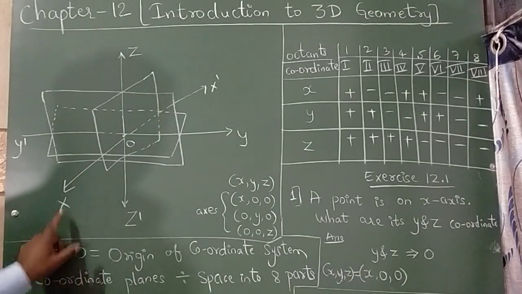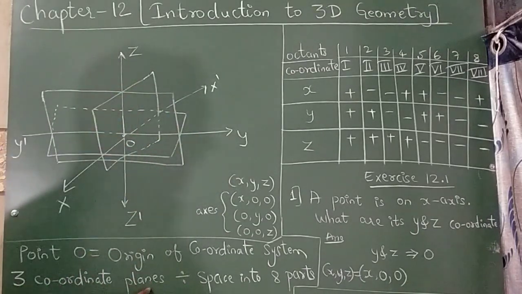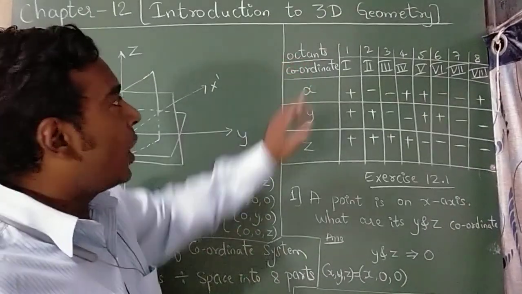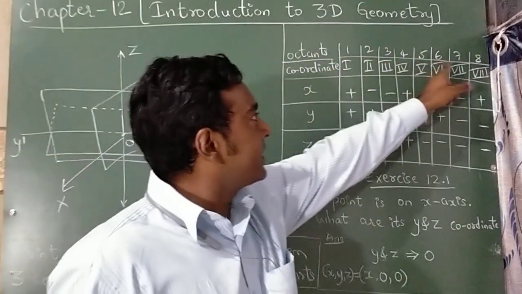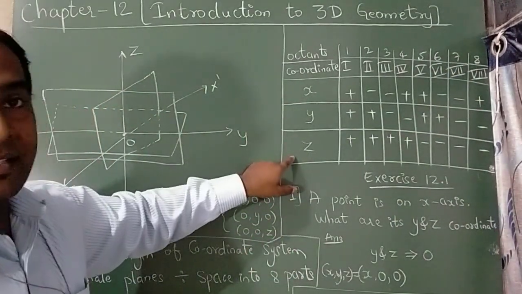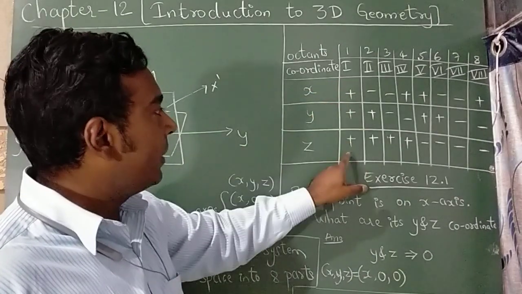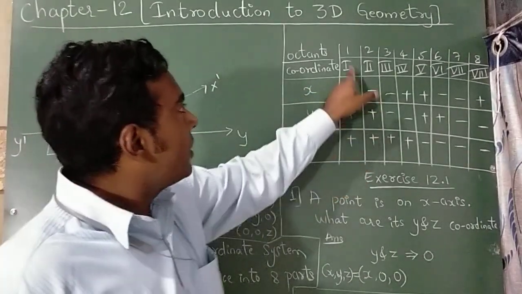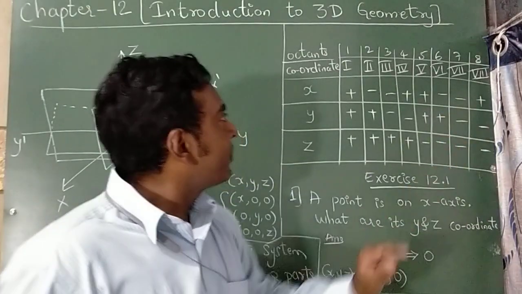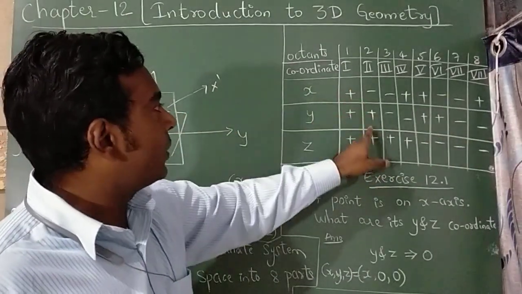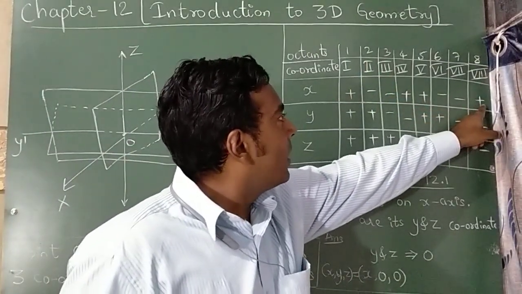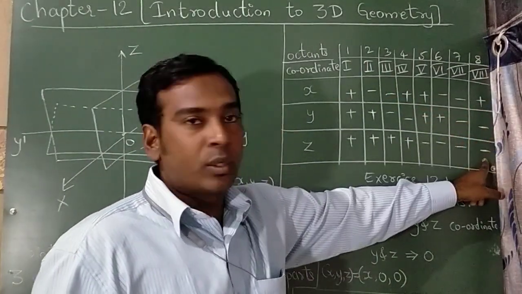The three coordinate planes, that is the xy, yz and zx planes, divide this space into 8 equal parts. So we call them octants. Okay, 1, 2, 3, 4, 5, 6, 7, 8, octants are there. Now the coordinates are x, y and z. In the first octant, all will be positive. Now you can see 7, opposite of that, all are negative. In the second octant, x will be negative, y and z are positive. So you can see in the 8th, x is positive and the other two are negative.